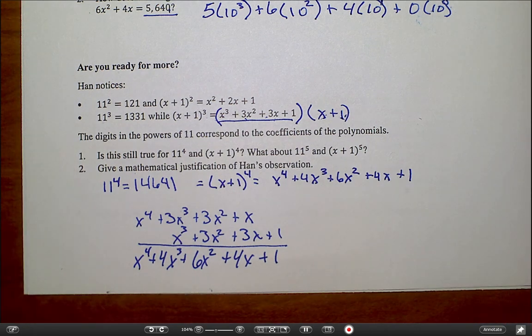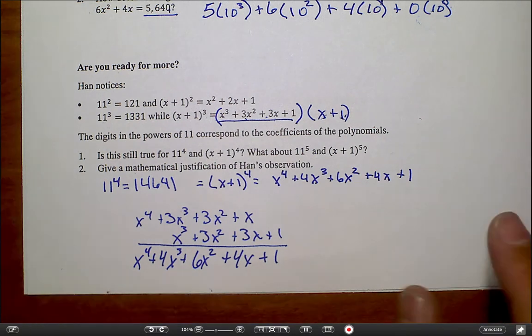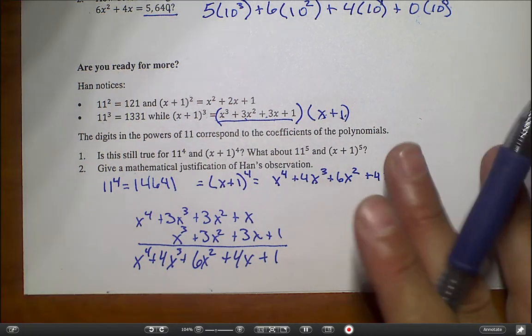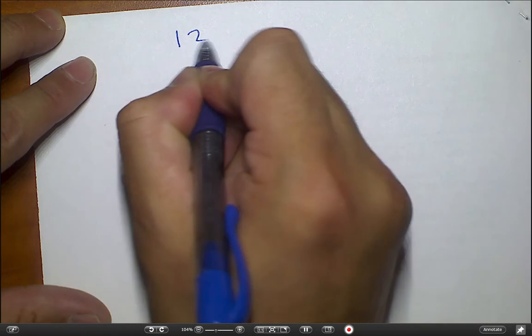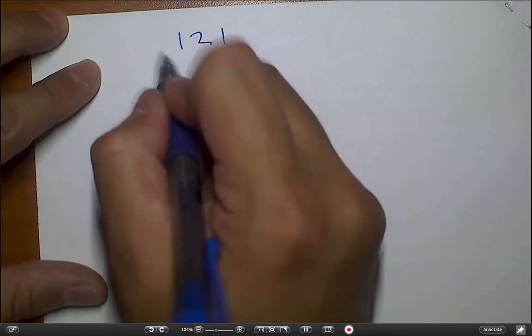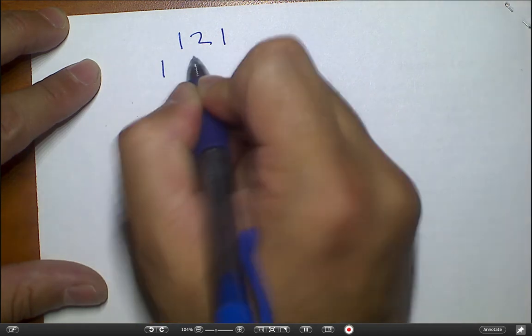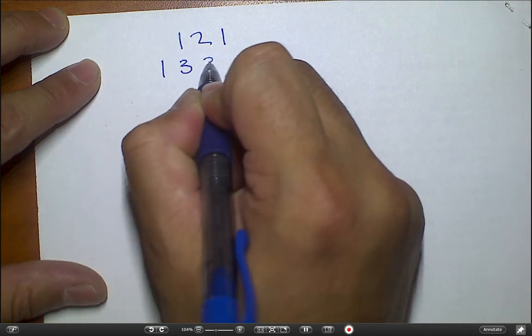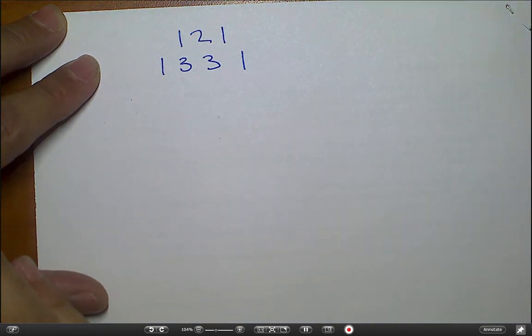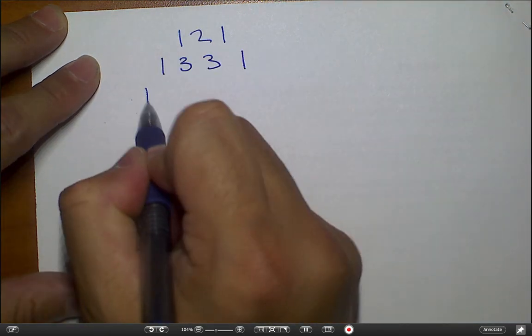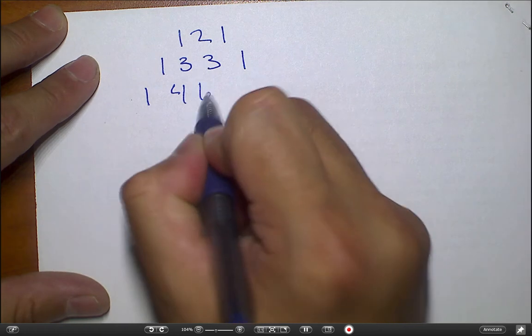I think I'm going to jump straight to it. There's a pattern to this, and I'm going to show you the pattern. So I'm going to go to the back right here, so I have enough room. So I have 1, 2, 1. That was my first one, right? That was 11 squared. The next one is going to be 1, 3, 3, 1. Okay. The next one was what? 1, 4, 6, 4.